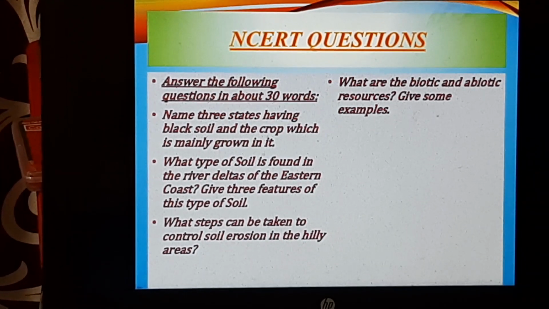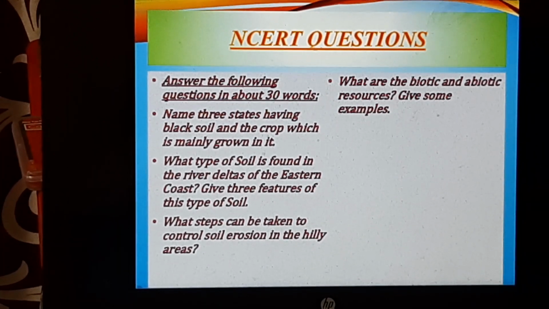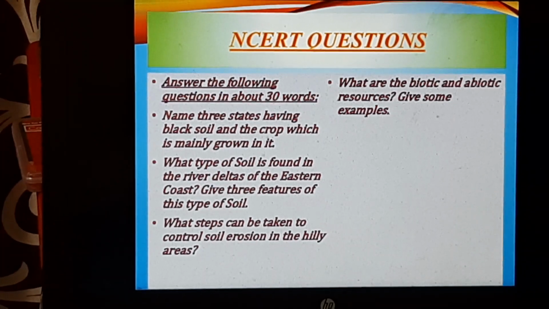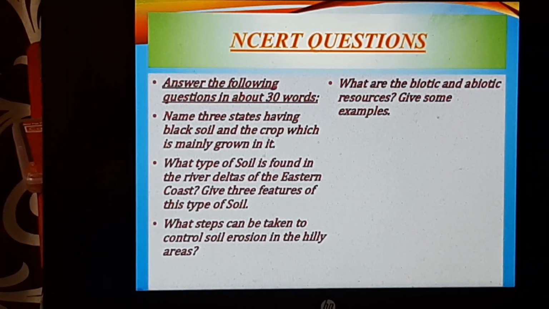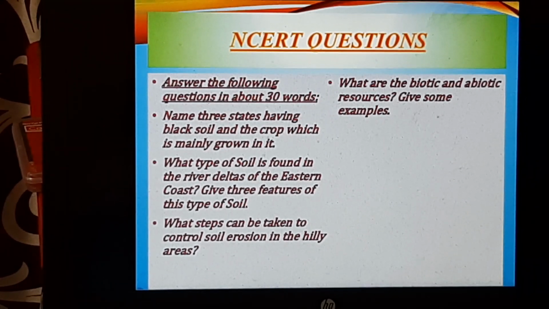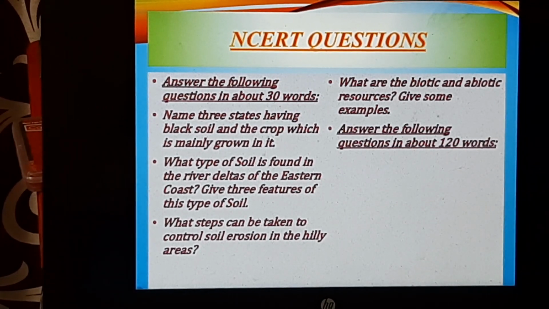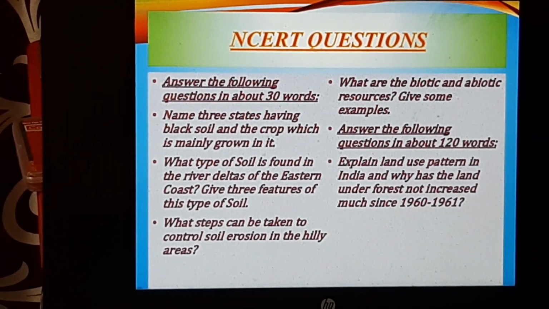What steps can be taken to control soil erosion in the hilly areas? We discussed many steps for controlling soil erosion, but in the hilly areas specifically, number 1, contour ploughing, number 2, terrace farming, number 3, formation of check dams or embankments. Basically, these are the steps that we can use to control the soil erosion in the hilly areas. And the last question that is given over here is, what are biotic and abiotic resources? These are 30-word questions.